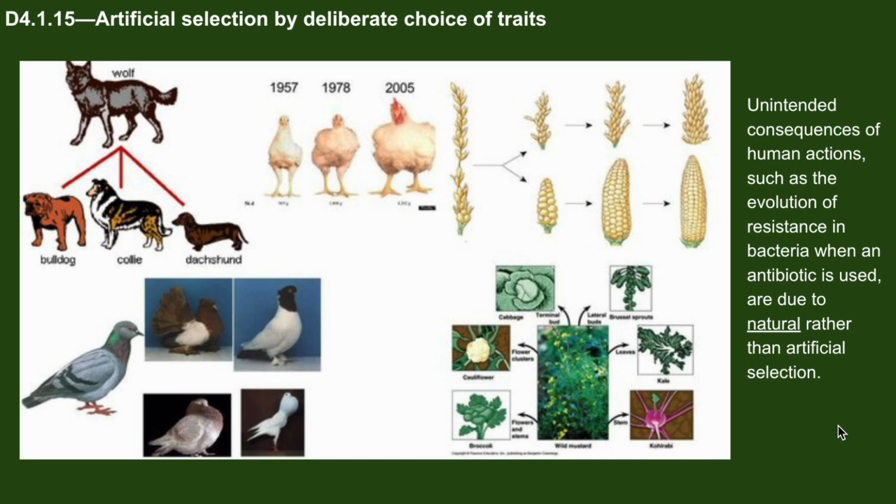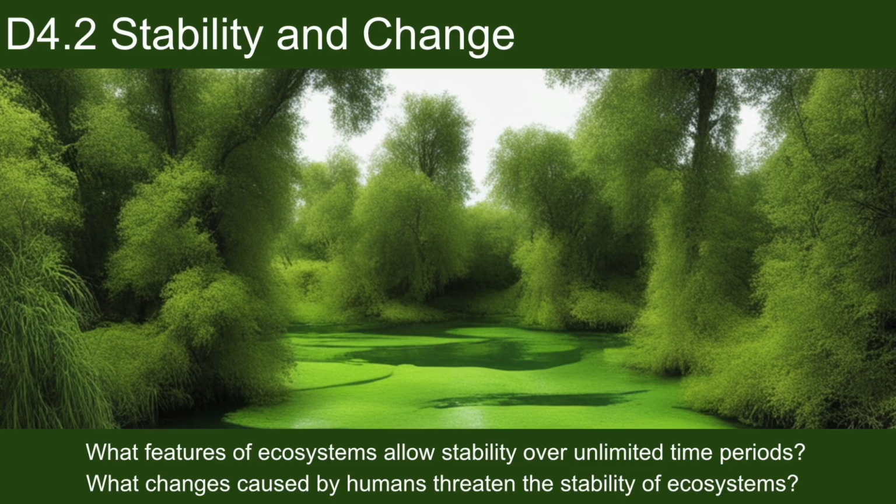Okay, note you might be asked if the evolution of resistance in bacteria is an example of artificial selection, but that is not, because it is not humans specifically choosing the bacteria out. So remember, artificial selection has to be human choice. All right, it's time to move on to D 4.2. So SL students will need to come back to the review.